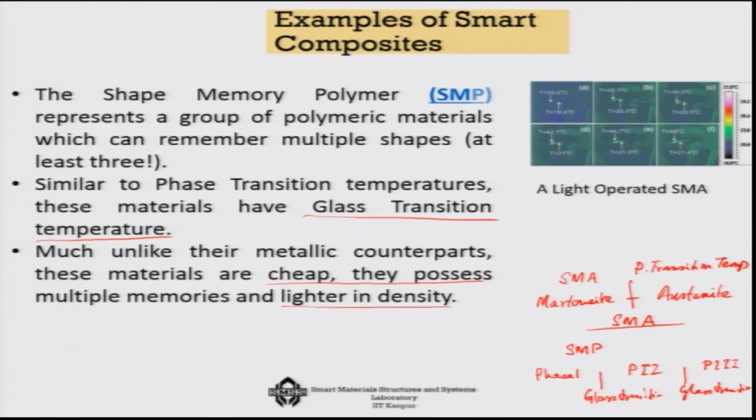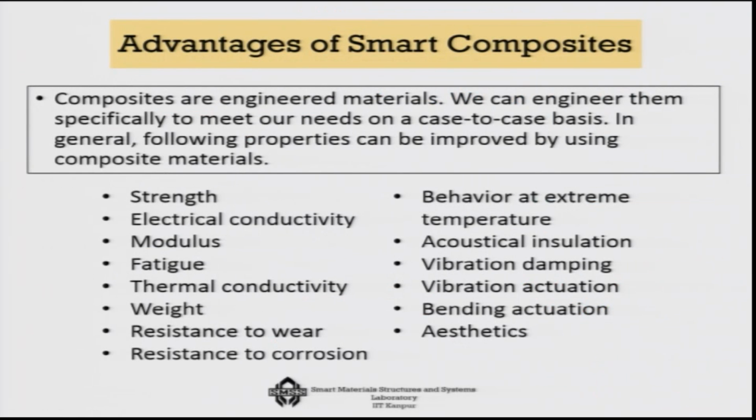So, this is a light operated SMA system, and you can see that in this system you have optical fibers inside, and these optical fibers carry the light that increases the temperature, and because of that slight increase of temperature from 28.8 to 31 degrees centigrade, you can see that the shape memory polymer starts to work. So, these are fantastic examples of such things.